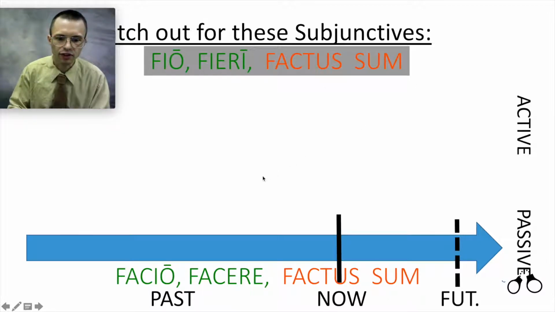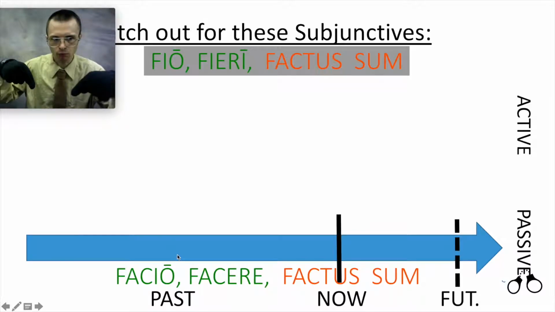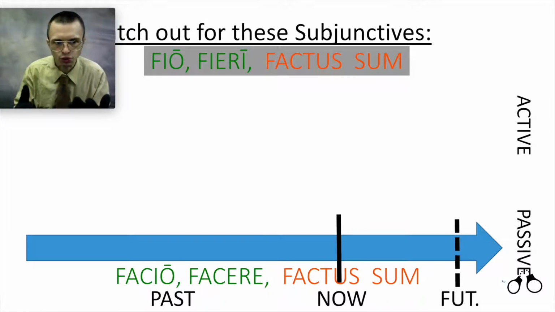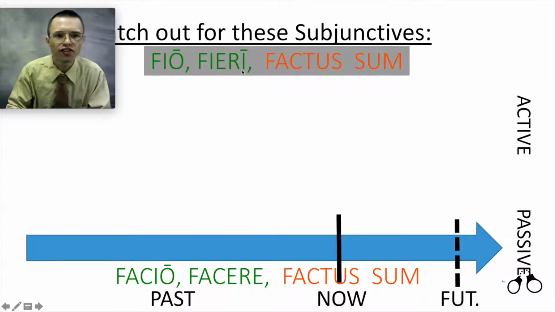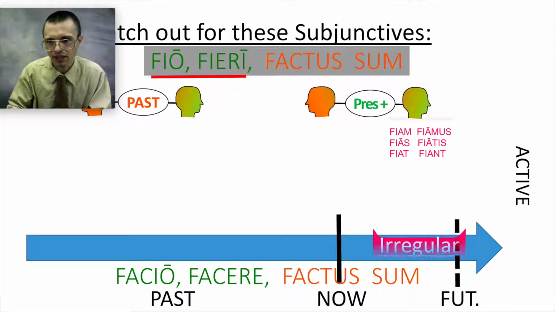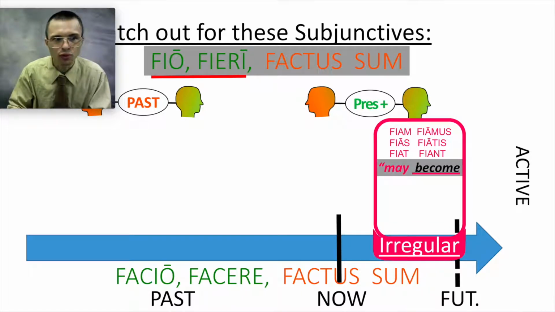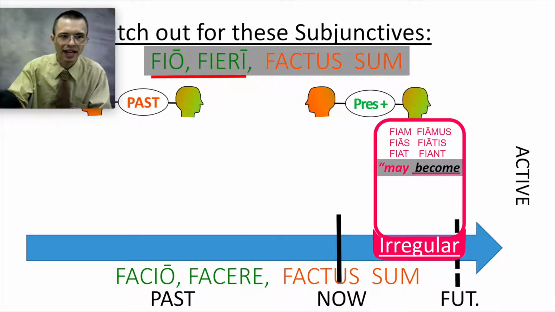And anyways, facio facere down low means to make or do. It's a very active verb. Fieri factus sum, you would think it would be like a passive verb, but it's not quite. Its translation means to become. So it's not like it was made, which would be passive.